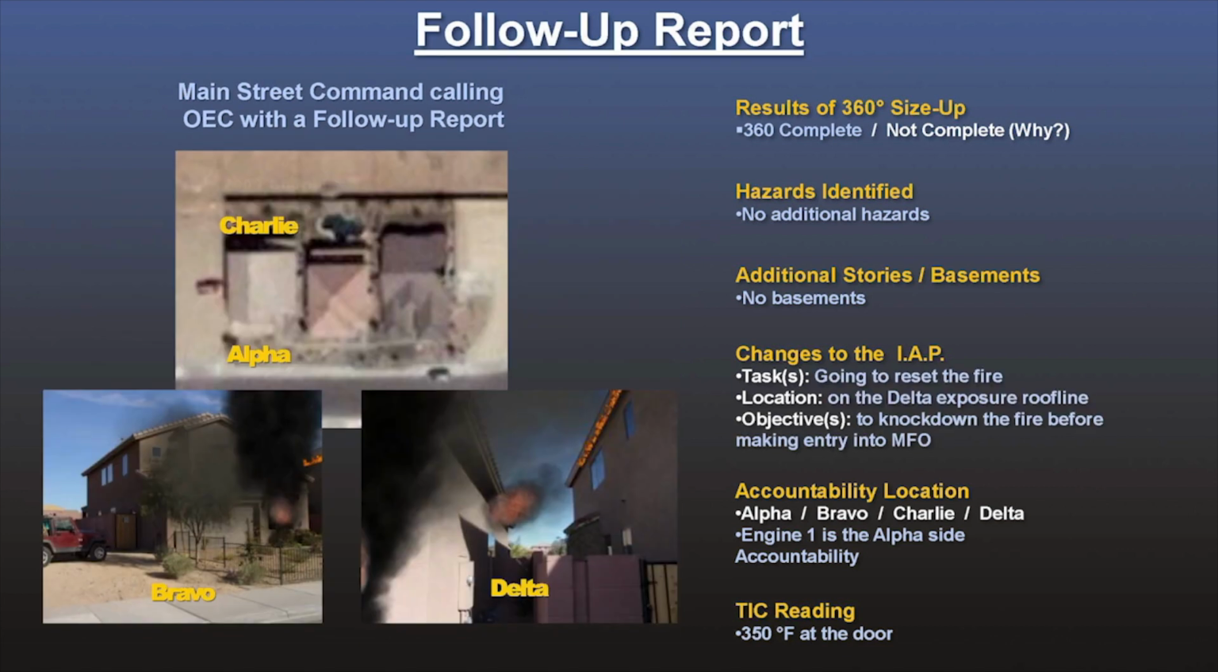This is the follow-up report for the 2-story residential house. Main Street Command calling OEC with the follow-up report. Go ahead with your follow-up report. 360 is complete, no hazards, no basements. We're going to reset the fire on the Delta exposure roof line and knock down the fire before making entry into the main fire occupancy. Engine 1 is the alpha side accountability, 350 at the door. OEC received command, 360 complete, no hazards or basements. You're changing your IAP. You're now going to reset the fire at the Delta exposure roof line and knock down the fire before making entry into the house. Engine 1 is the alpha side accountability. Temperature is 350 at the door.